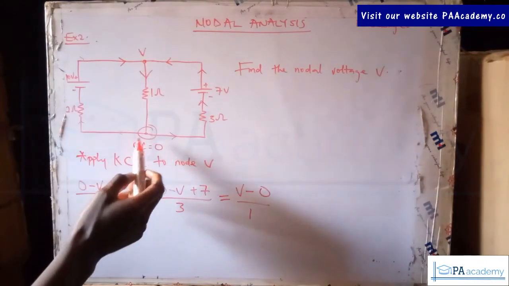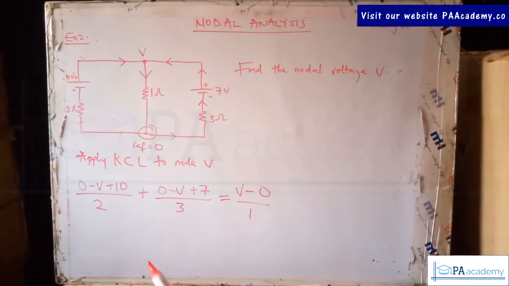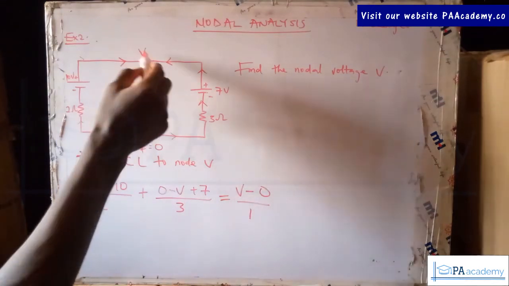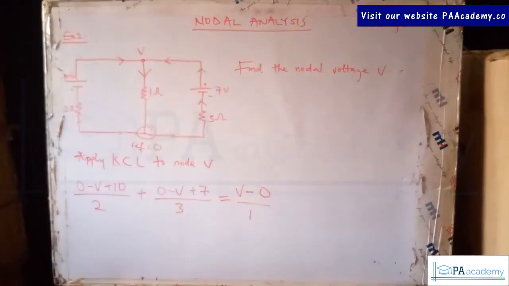So that means the current is coming from this reference like this. So where it is coming from is the first thing you write, then minus where it is going. The node where it is coming out from minus the node where it is going. I hope that makes sense.